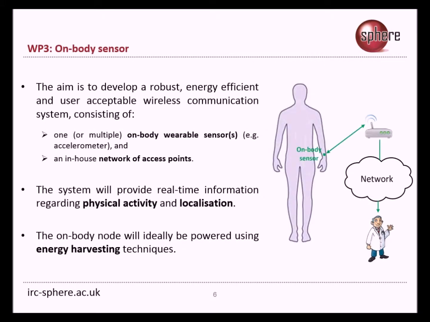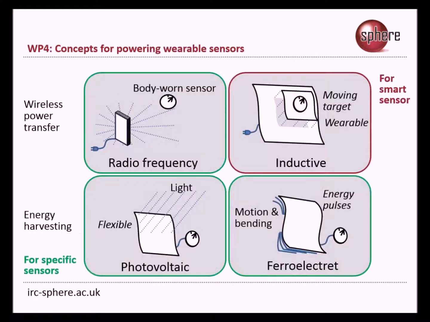So the on-body sensor at the moment, the first version is almost ready. I think they're designing some sort of enclosure for it. It's at the moment going to be wrist-worn, using accelerometers, to detect things like physical activity and localization within the house. And the innovative aspect of this, there are already this type of activity monitors, is that it will be very low energy, and that it will use harvested energy or transferred energy from the work package 4.